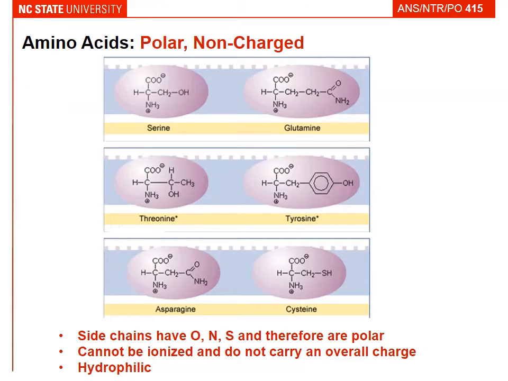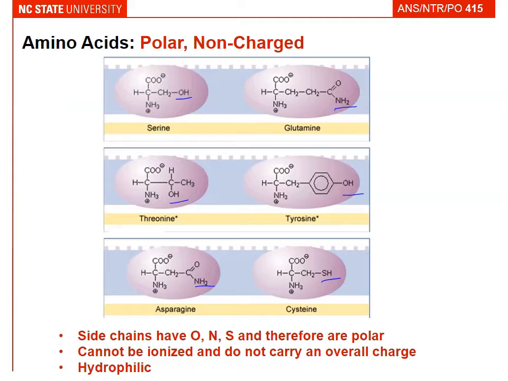So our next category is our polar non-charged, and once again, be able to tell me these amino acids that are polar non-charged. And these include serine, glutamine, threonine, tyrosine, asparagine, and cysteine. And so these are polar. You can see that we have, for instance, in our serine, our hydroxyl group. We have our amino group on the end of our glutamine. We have another hydroxyl group for threonine, a hydroxyl group for our tyrosine, an amino group for our asparagine, and our sulfur for our cysteine. So they are polar.